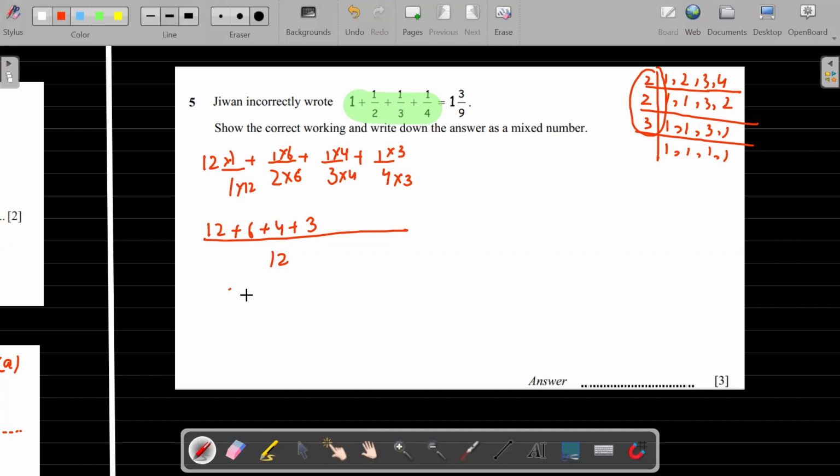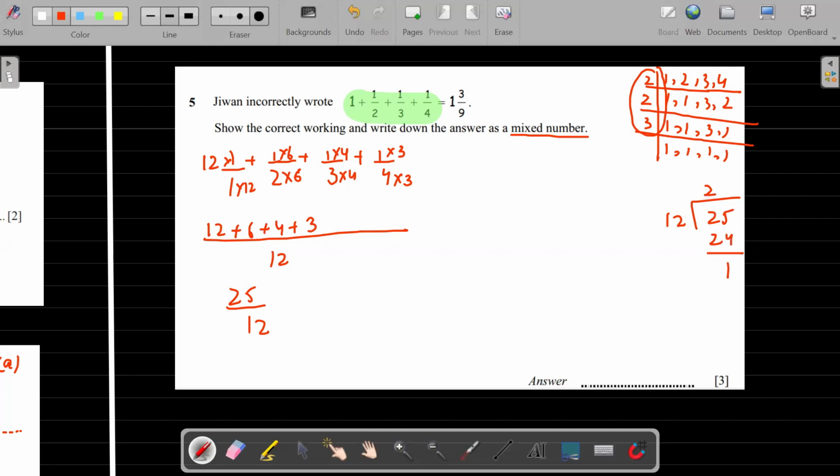So 25 over 12. They both are not going to divide in the same tables. Okay, so let's divide them separately to find the mixed fraction, because it says to write your answer as a mixed fraction. So I'm going to write it like that. 12 twos are 24. So I will be left with 1.